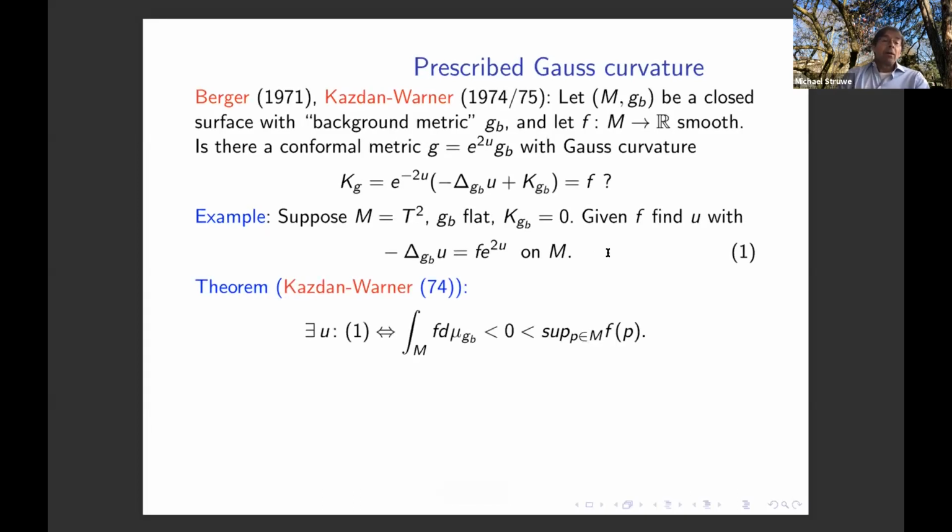Now, Kazdan-Warner already in the 70s noticed that there are conditions that are both necessary and sufficient for the solvability of (1), which is the condition stated in the following theorem. There exists a solution to equation (1) if and only if the integral of the given function with respect to the background metric is negative, and if the function f is sign changing. So the supremum of f has to be strictly positive.